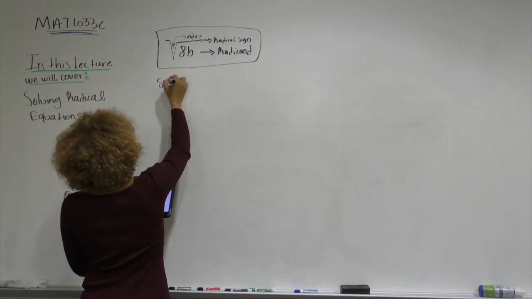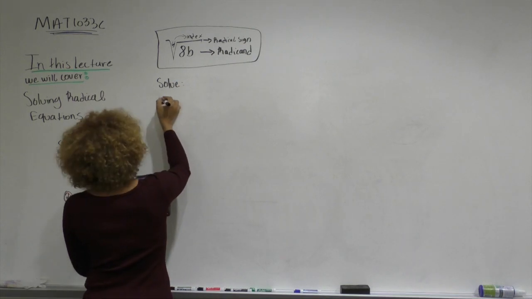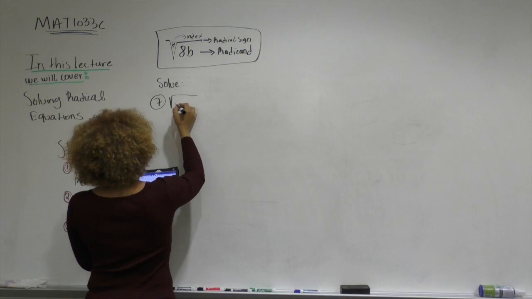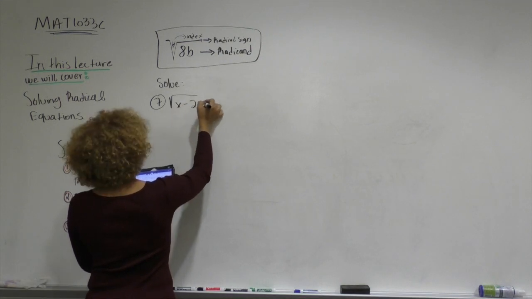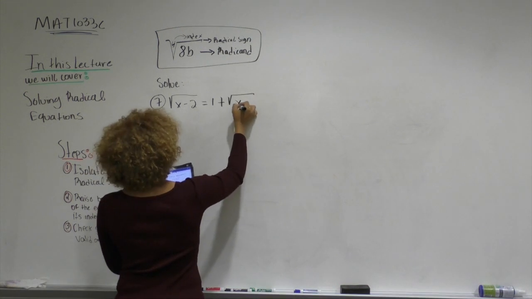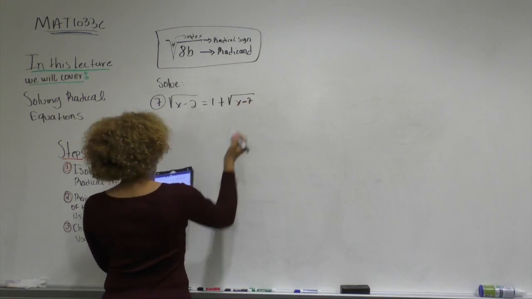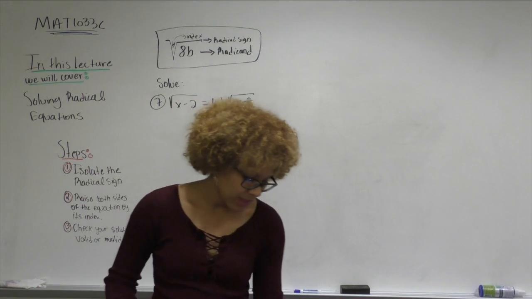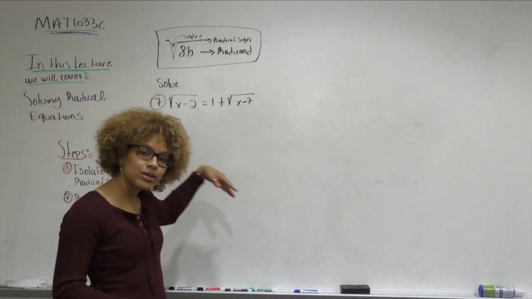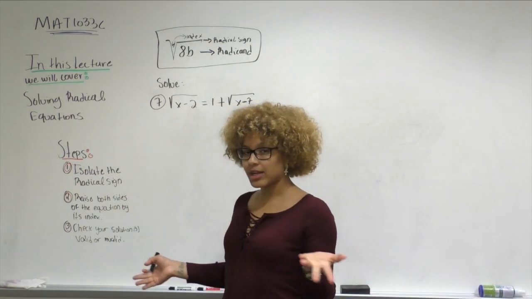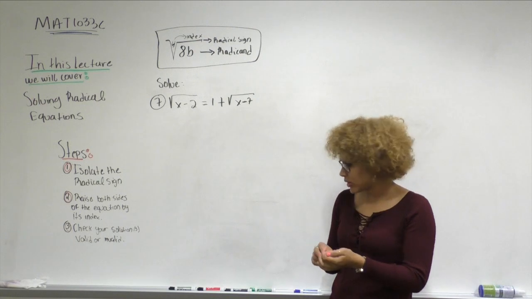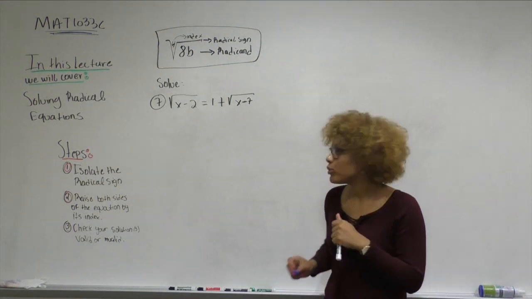So again, we're going to solve for the variable. This is example 7. And it says square root of x minus 2 equals 1 plus square root of x minus 7. Okay. So the first thing, as always, you want to isolate your radical. But in this case, you have radicals on both sides of the equal sign. Okay? So there's nothing we can do there. So we're going to go ahead and square both sides.